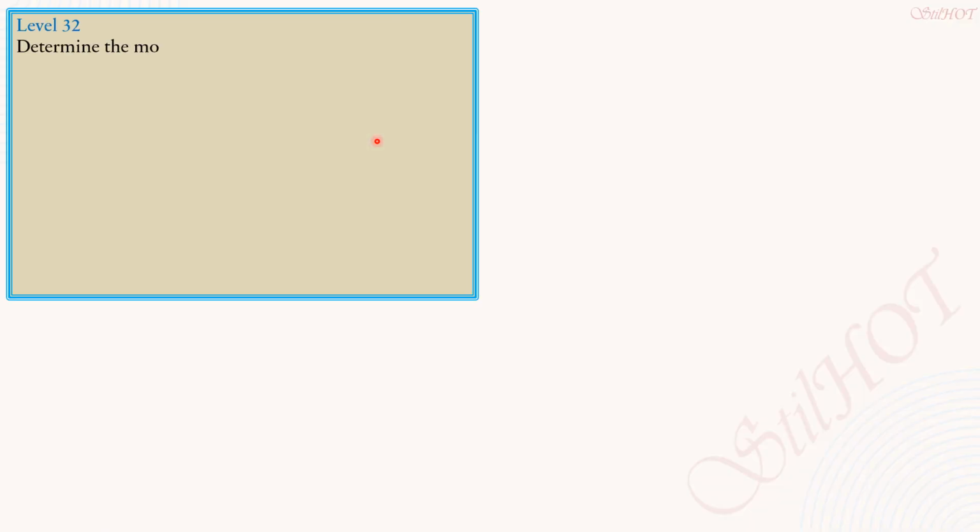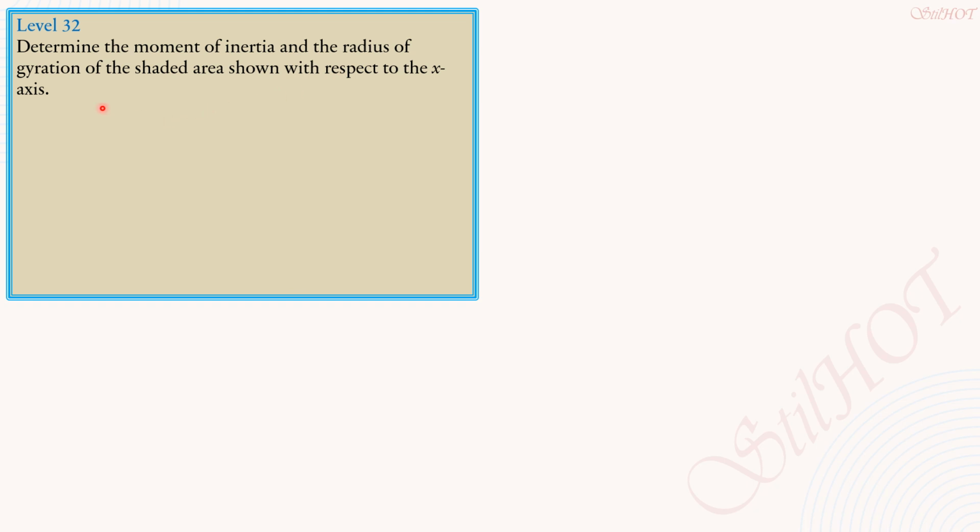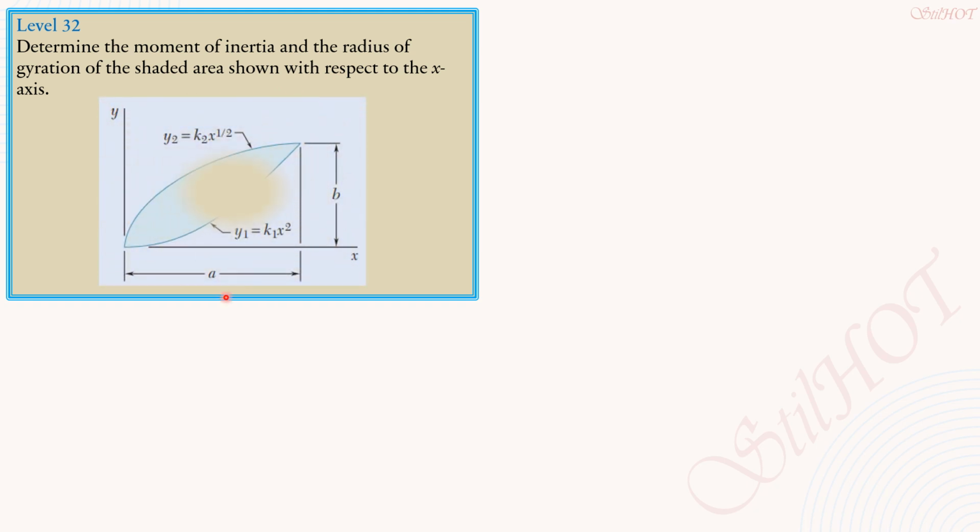Level 32. Determine the moment of inertia and the radius of gyration of the shaded area shown with respect to the x-axis. So here is the given figure.